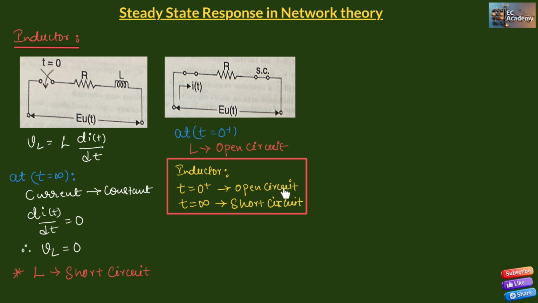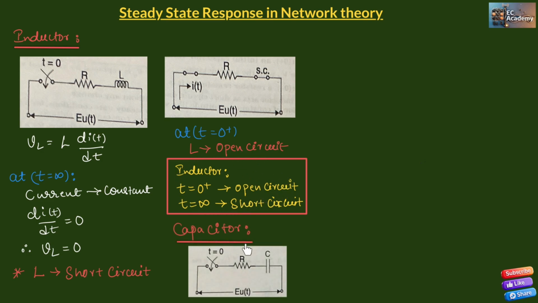So if you can remember, at t is equal to 0 plus, which is at initial condition, the inductor will behave as open circuit since current cannot change suddenly. So for an inductor, we can say at t is equal to 0 plus, it will act as open circuit, and at t is equal to infinity, it will act as short circuit. So this is very important concept which you need to remember.